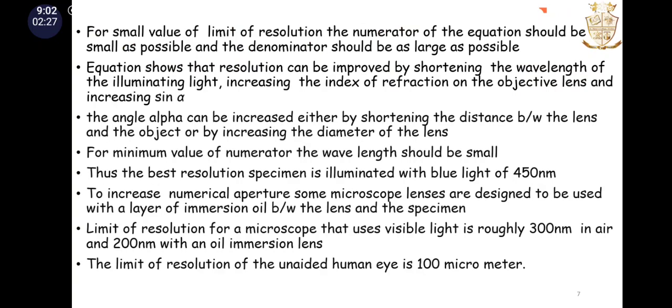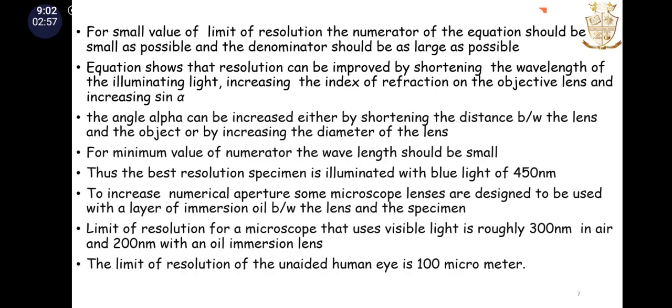The equation shows that the resolution can be improved by shortening the wavelength of the illuminating light, by increasing the index of refraction, and by increasing sin alpha. For a minimum value of the numerator, the wavelength should be small. Thus, for the best resolution the specimen is illuminated with blue light of 450 nanometers. The limit of resolution of the unaided human eye is 100 micrometers. The limit of resolution for a microscope that uses visible light is roughly 300 nanometers in air and 200 nanometers with an oil immersion lens.